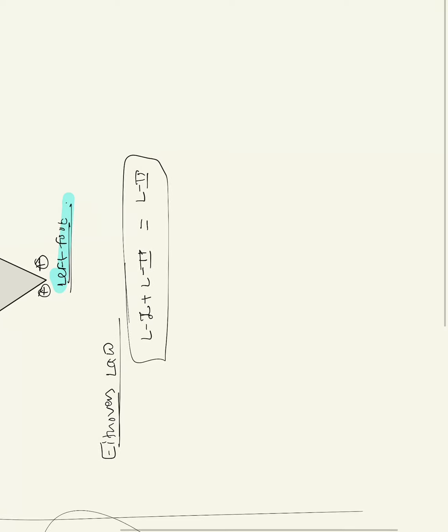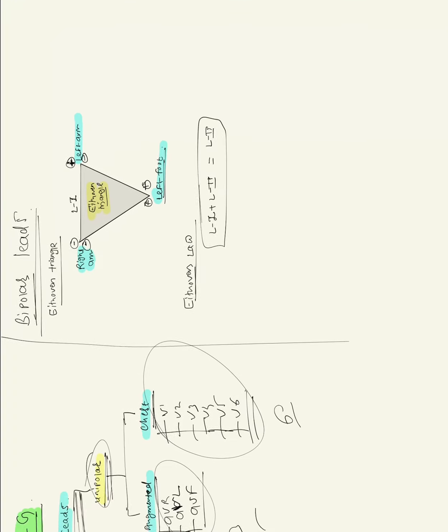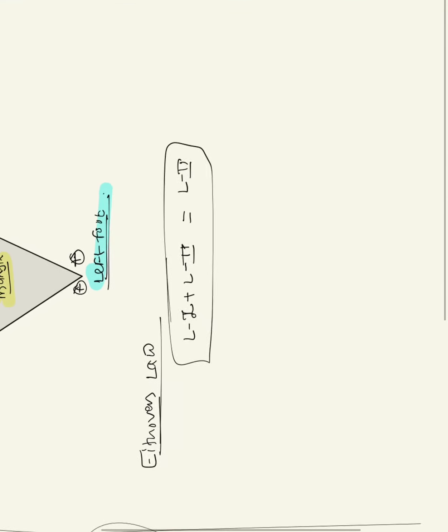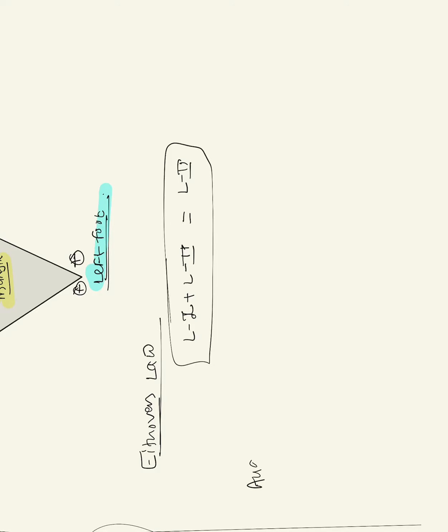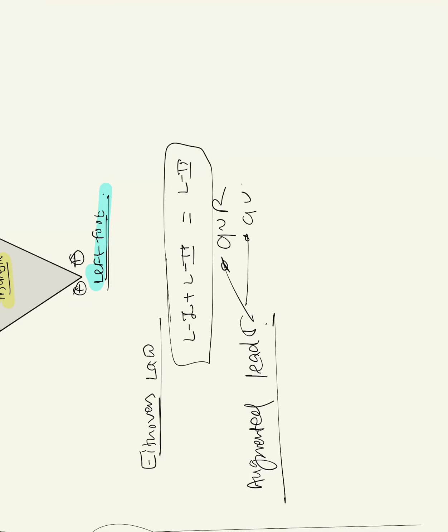Now next let us discuss our augmented leads. Augmented leads are three types: AVR, AVL, and AVF. Three types.